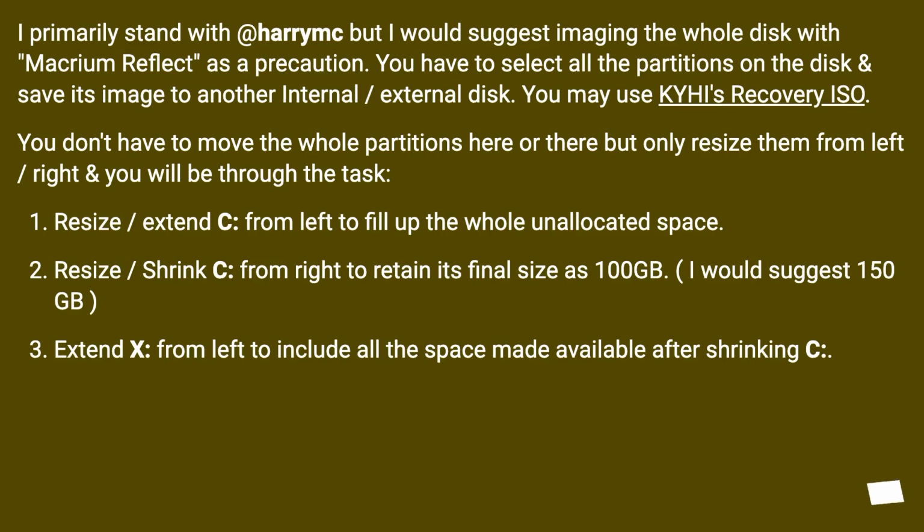You don't have to move the whole partitions here or there, but only resize them from left, right, and you will be through the task. Resize, extend C, from left to fill up the whole unallocated space. Resize, shrink C, from right to retain its final size as 100 GB. I would suggest 150 GB. Extend X, from left to include all the space made available after shrinking C.